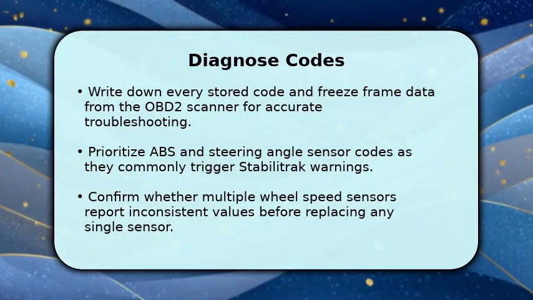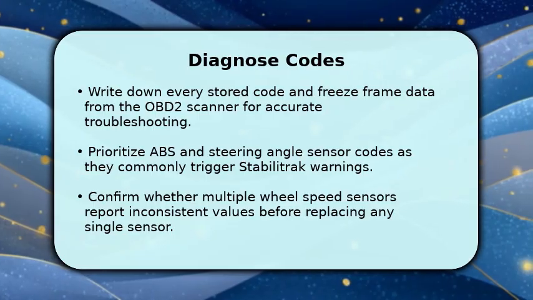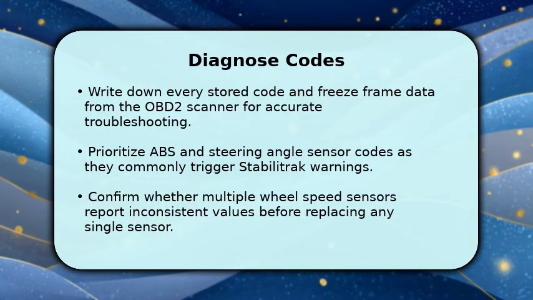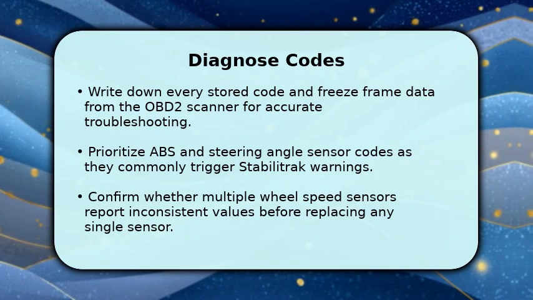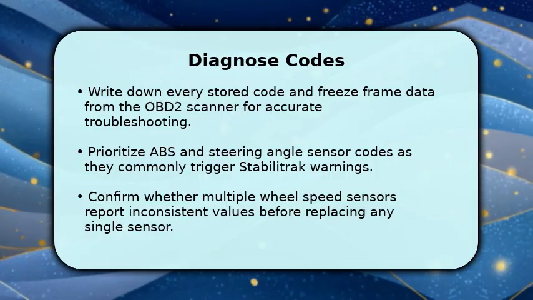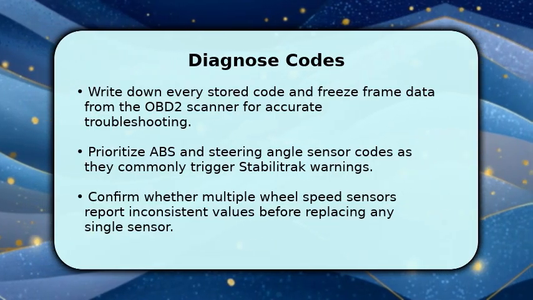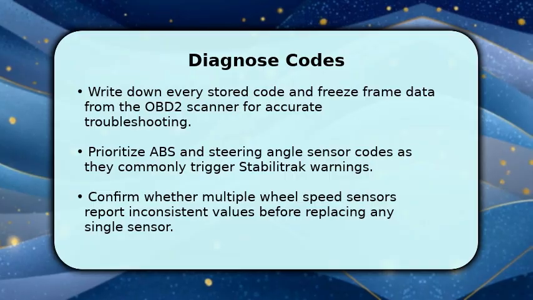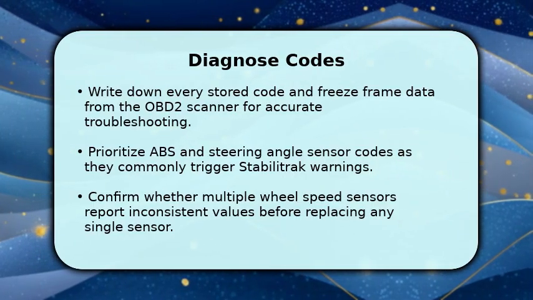Begin by interpreting OBD2 codes calmly and methodically so you don't replace parts unnecessarily. Check live data for wheel speed sensors and steering angle values while spinning wheels or turning the steering wheel slightly. Compare sensor readings side to side and note any erratic or missing signals.